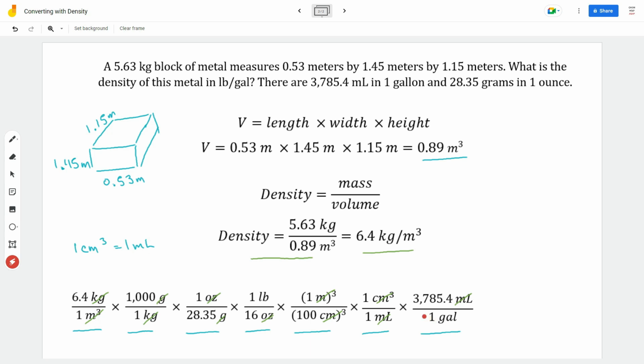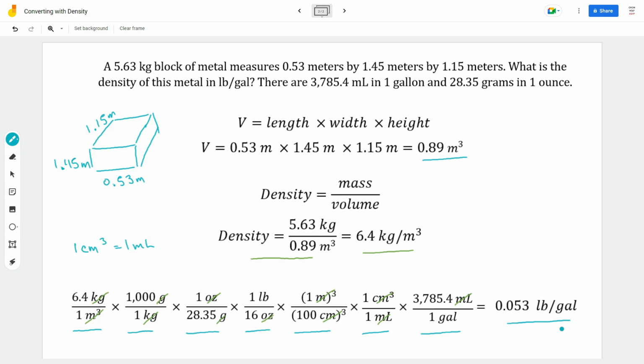Let's just put these numbers in our calculator. So I'm going to take 6.4 and I'm going to multiply by 1,000. Then I'm going to divide by 28.35. Then I'm going to divide by 16. Now I have to be careful here, of course, because I'm not dividing by 100, but I'm dividing by 100 cubed. Again, you can put the multiplication by 1 in if you would like. And then finally, I'm going to multiply by 3,785.4. I get 0.053 pounds per gallon.